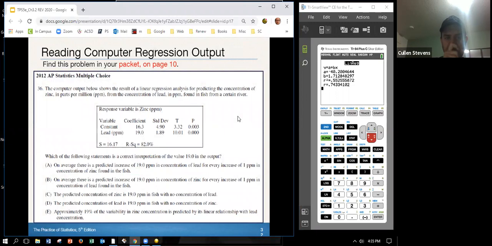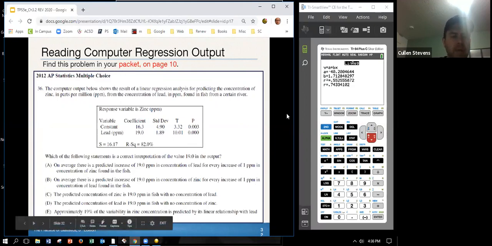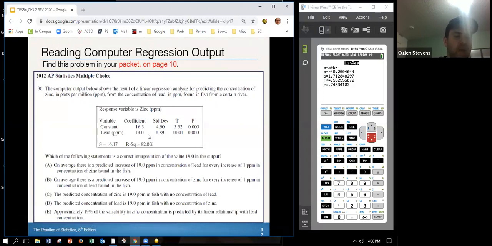So here's an example, just a quick one, from the 2012 AP Stats multiple choice. And this is in your packet on page 10. The question read, the computer output below shows the result of a linear regression analysis for predicting the concentration of zinc in parts per million from the concentration of lead in parts per million found in fish from a certain river. So notice what we have here is the Minitab output. S is really easy to find. R squared is easy to find. We have the slope here, and we have our constant here, which is 16.3, okay?